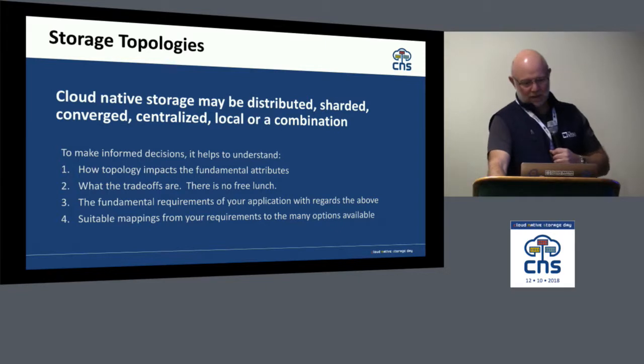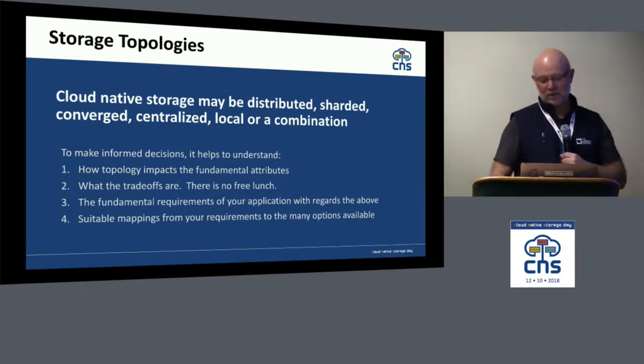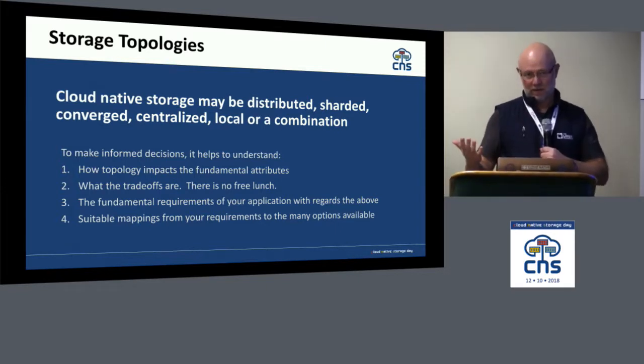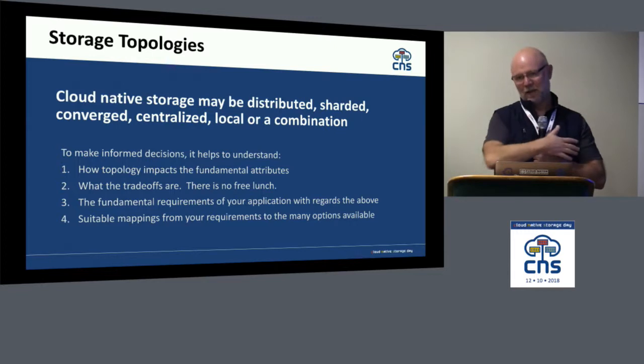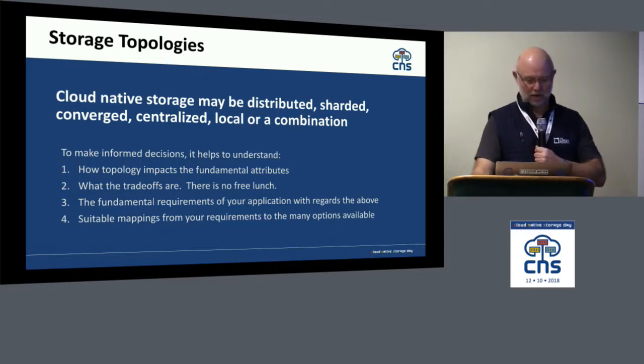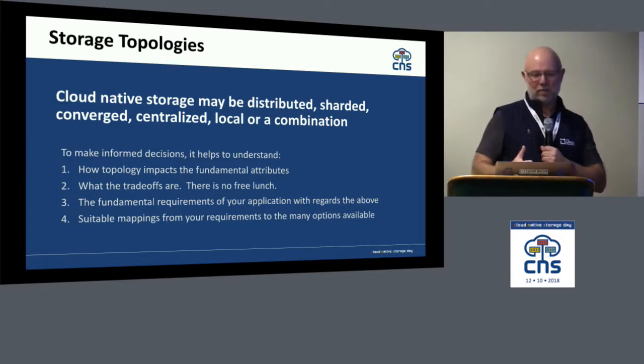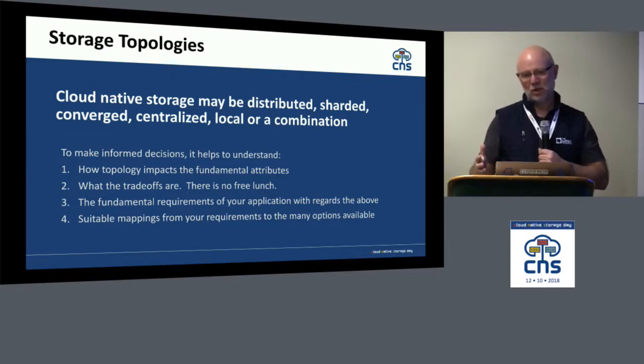So in particular, cloud native storage typically is either a distributed system of some sort that may be sharded, so you might actually split the data up based on a key and spread it across a bunch of shards. It could be converged, so hyperconverged is a buzzword that's floating around. So is your storage and your compute capacity for your cloud, is it on the same machines, or do you have actually distinct machines? You have storage boxes and compute boxes, and there are pros and cons to both approaches.